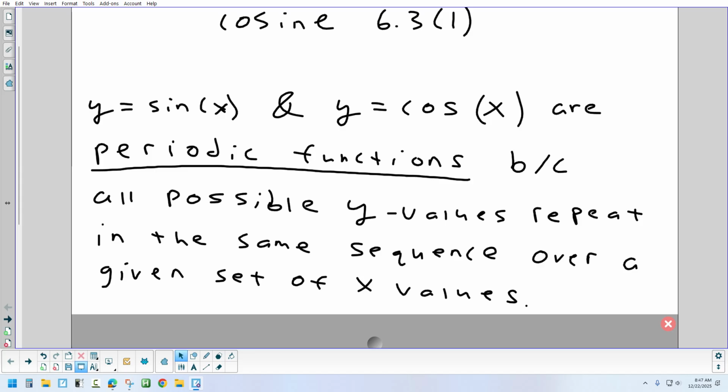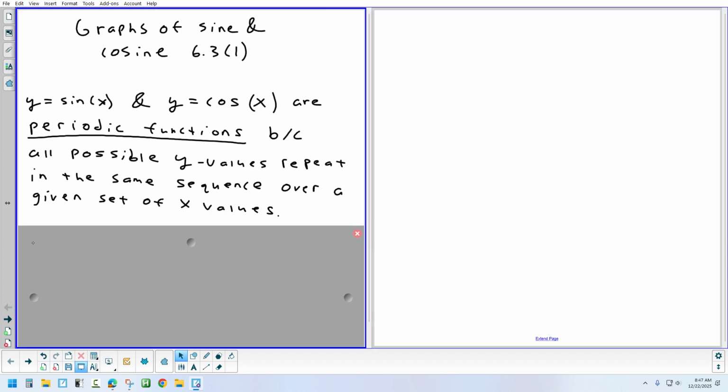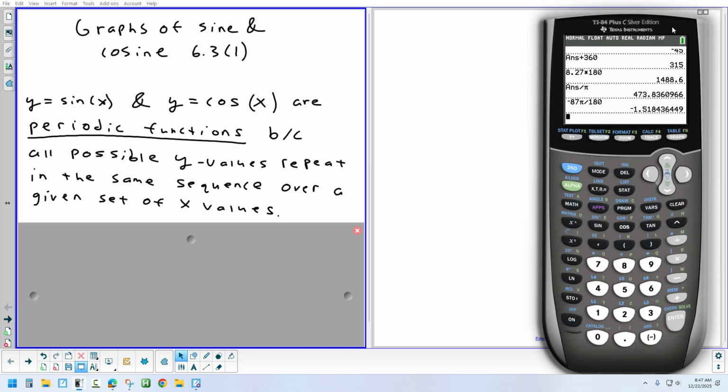So let me show you an example. You don't have to graph this on the calculator, but I'm just going to take the graph of sine and show you what it looks like. Actually, does anyone already know what it looks like? Yeah? So it's like up and down, keeps repeating, same height. Yep. It looks like a wave.